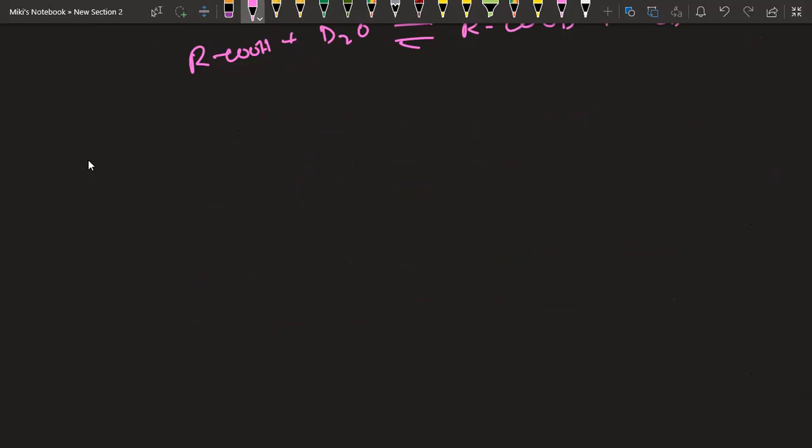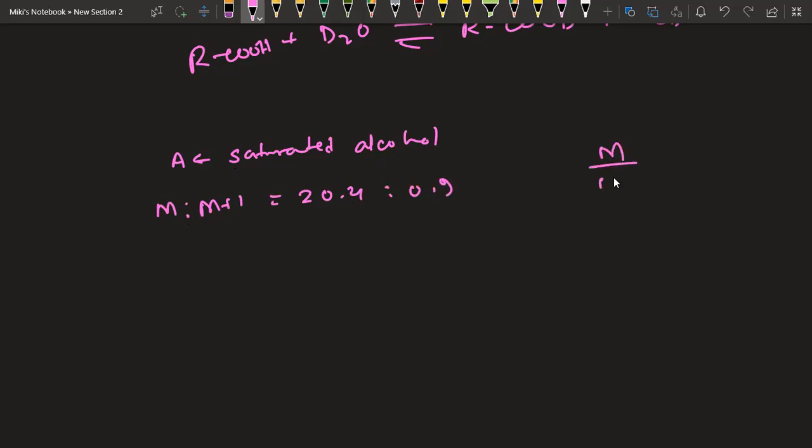Now let's move on to our next example. Here, it is mentioned that A is a molecule which is a saturated alcohol, and the M to M+1 ratio is given as 20.4 to 0.9. That means M over M+1 is given, but we need M+1 over M. So just flipping the value, reciprocating it, we should get the required value.